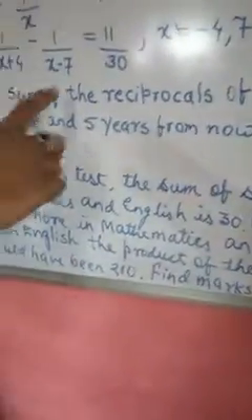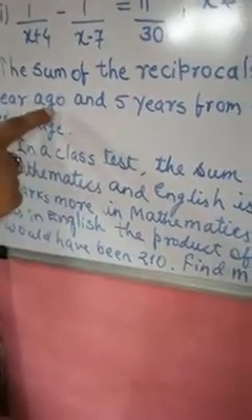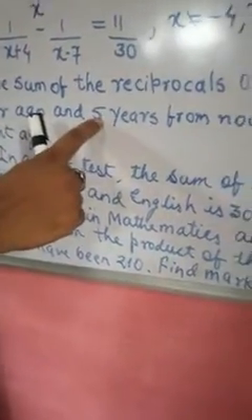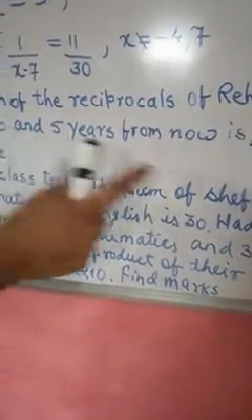What we are supposed to do is take Rahman's age, then subtract 3 years ago, then add 5 years from now. When we add these two numbers, 2 years, it will be equal to 1 upon 3. Now again you see what we have to do in this question.